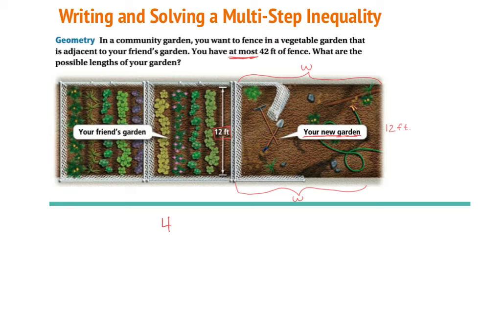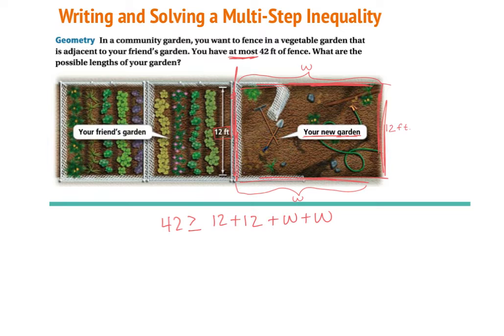So let's put 42 has to be the greatest value. And if it's at most, it could be 42 feet. So we're going to put greater than or equal to, okay? And it has to be greater than or equal to 12 plus 12, both these sides, and these two sides. So W plus W.